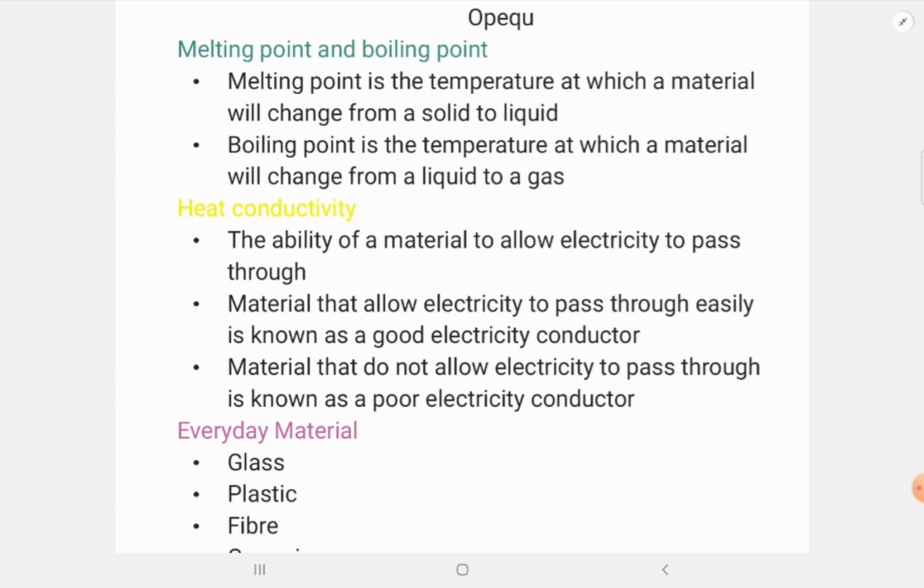Next, electrical conductivity. This refers to the ability of a material to allow electricity to pass through it. Materials that allow electricity to pass through are good electrical conductors. Materials that do not allow electricity to pass through are also known as poor conductors of electricity or insulators. Next, page number 117. Everyday materials.